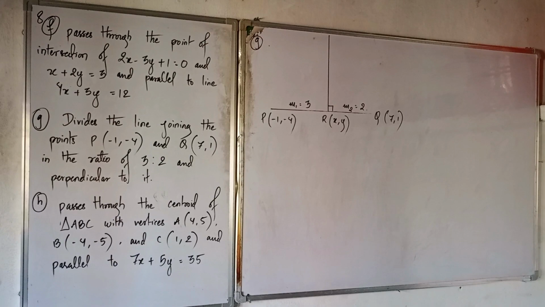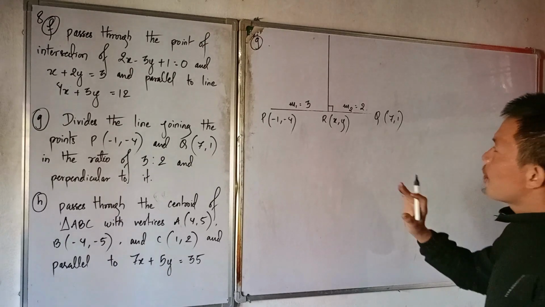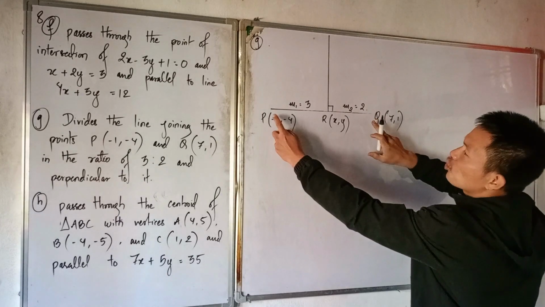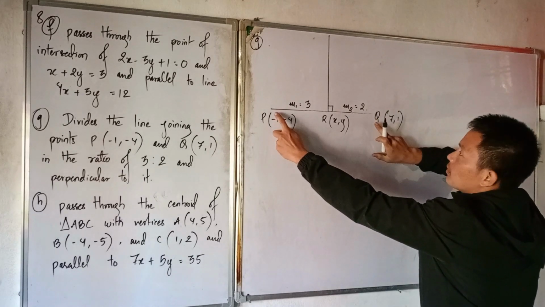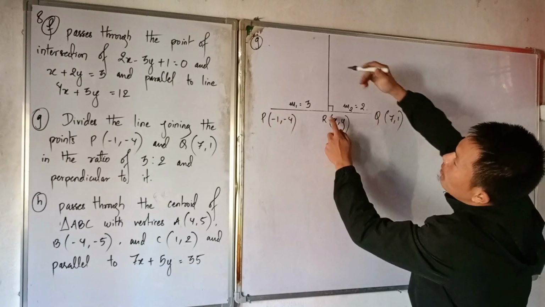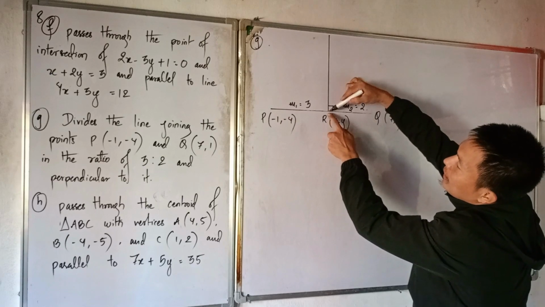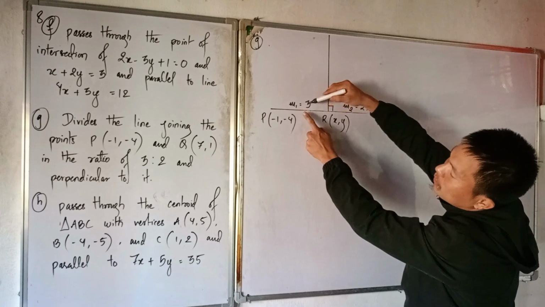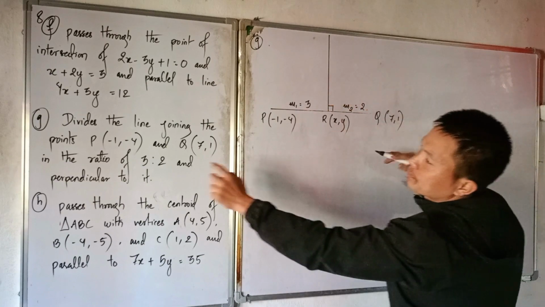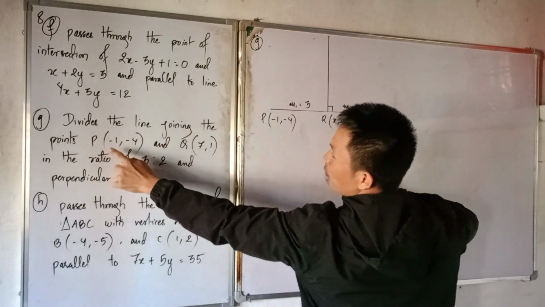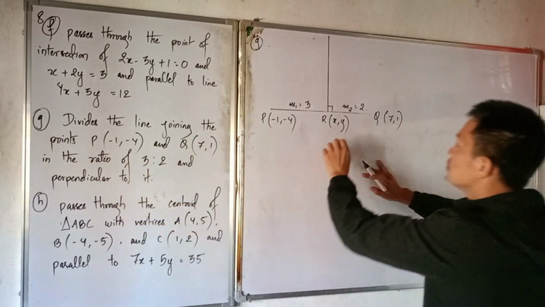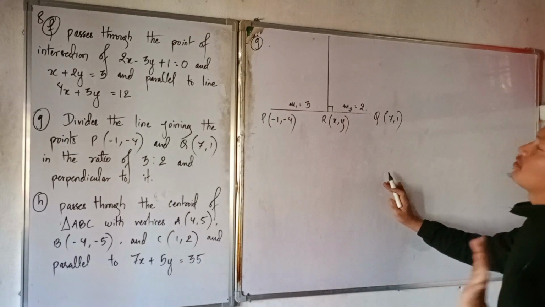So in number z, you have to find the equation of the line which is perpendicular to the line joining two points P and Q. This perpendicular line divides the line joining the points P and Q in the ratio 2:3 and is perpendicular to it. Yes, so this is the figure.